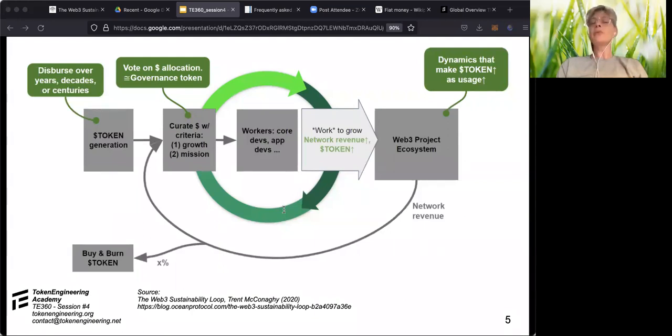Then Trent continues with, we can overcome the challenge of too little revenue too late. It takes a key change. Rather than disperse all the tokens at the beginning of the project, disperse a large fraction of tokens over a much longer period of time to the workers that are adding value to the project. It's also an important aspect. So rather than dispersing all the tokens at the beginning, disperse a large fraction over time to workers that are adding value to the project.